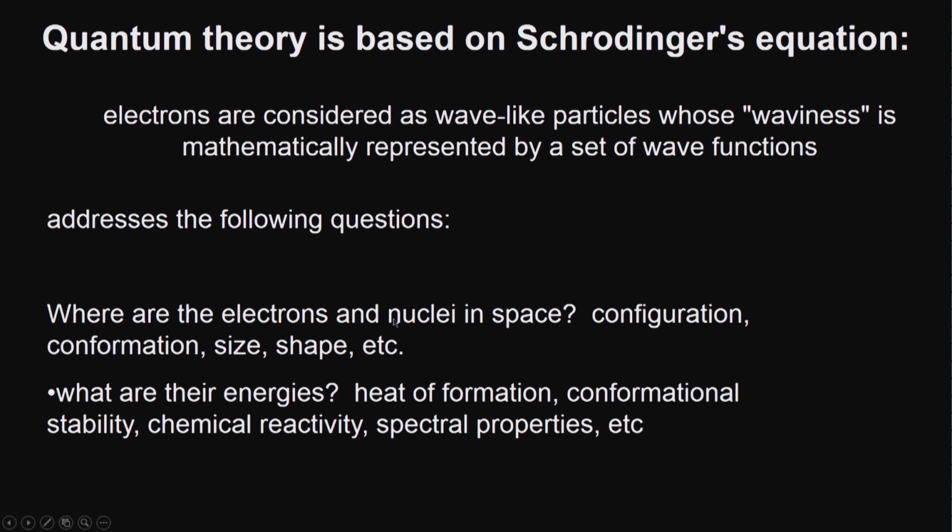So, where are the electrons and nuclei in space? You can find that out from the configuration, conformation, size, shape and so on. And the energies: we can do heat of formation, conformational stability, chemical reactivity, spectral properties, etc. We can even simulate different types of spectra using quantum mechanic calculations. That is the advantage.